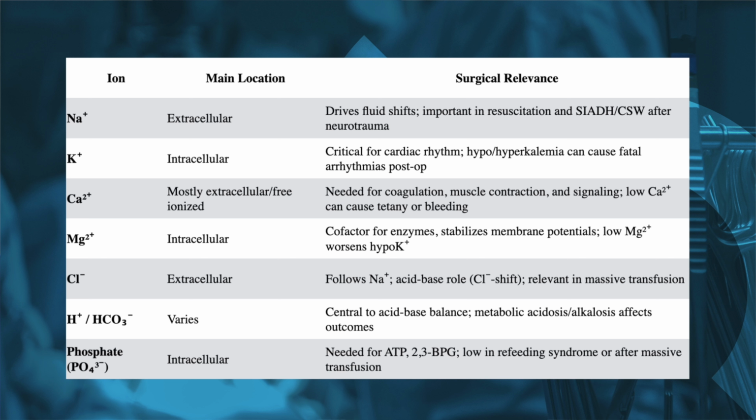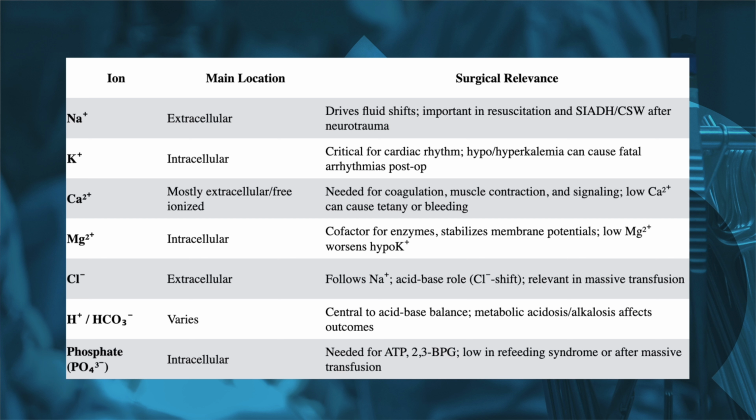We have potassium. That is primarily intracellular. This is critical for cardiac rhythm. Hypo and hyperkalemia can cause fatal arrhythmias intraoperatively and postoperatively. Calcium, it's mostly extracellular, so it's a very, very small concentration intracellular. It's needed for coagulation. It's needed for muscle contraction. It's needed for signaling. If we have low calcium levels, we can get tetany. We can also get bleeding.